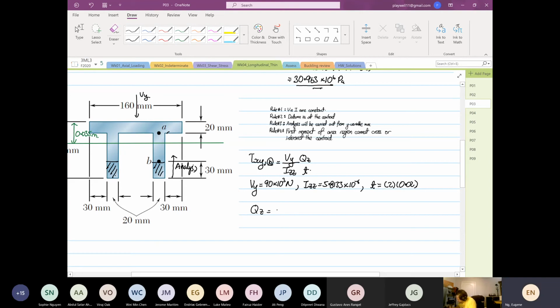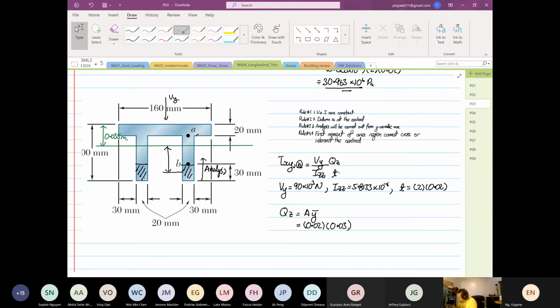Qz is equal to A y bar. So the area is equal to what? The width is 0.02, the depth is 0.03. Now the next thing we have to find is this distance, from here to here. We are aware that the entire distance from here to here is 0.065. And the distance from here to here is 0.015.